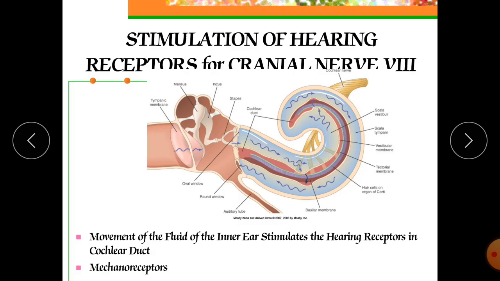Sound waves of various frequencies cause certain regions of the basilar membrane to vibrate more intensely than other regions. In this fashion the sound waves are processed. From the tympanic membrane, it gives rise to the malleus, after that the incus, and here the stapes starts to vibrate.